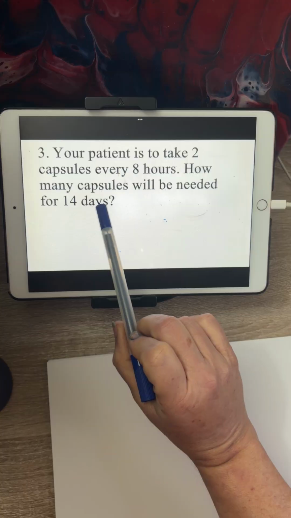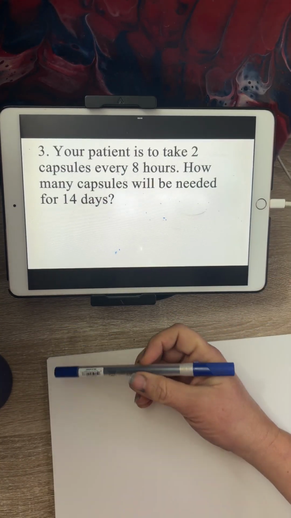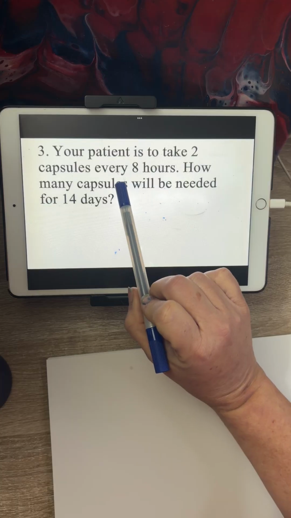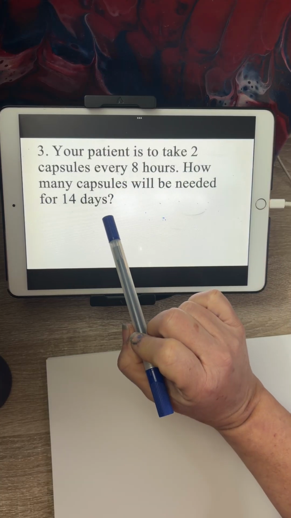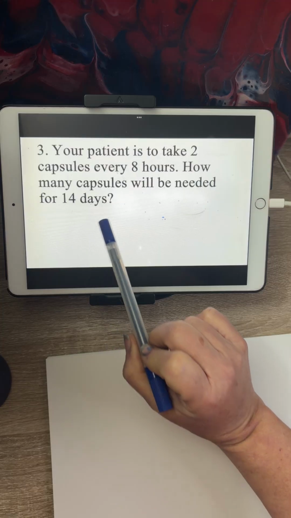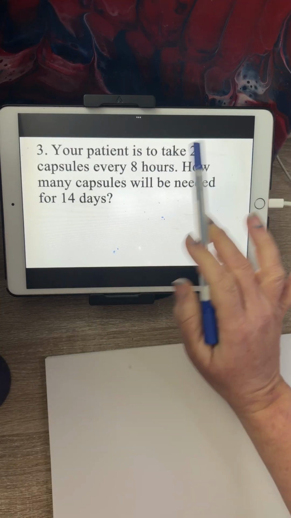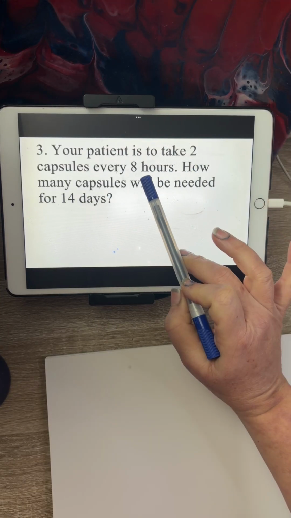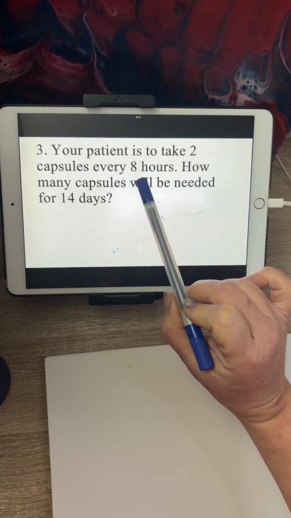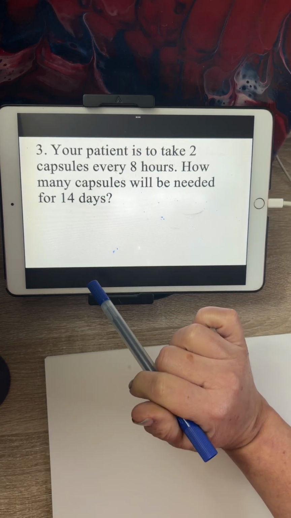Okay. Your patient is to take 2 capsules every 8 hours. How many capsules will you need for 14 days? First, we need to find out how many are taken in one day. So he gets them every 8 hours. How many 8s are in 24?